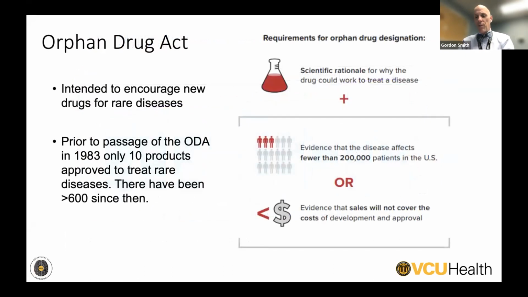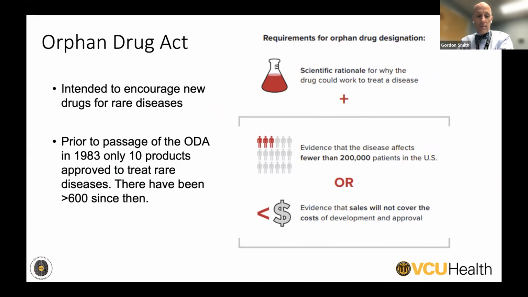So what is an orphan disease? Orphan drug was defined by the Orphan Drug Act, which was co-sponsored by Senators Waxman and Hatch in 1983. And the intent was to de-risk or incentivize development of drugs for rare diseases. And prior to this time, there had only been 10 drugs approved for this space. So it was definitely a need.